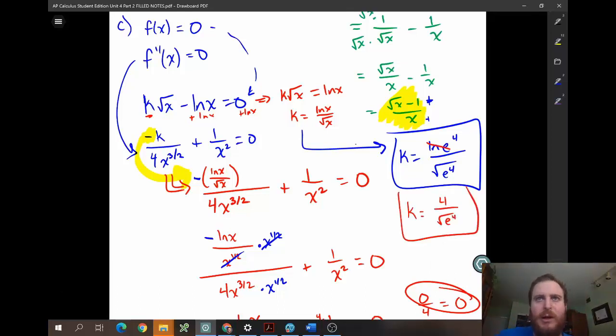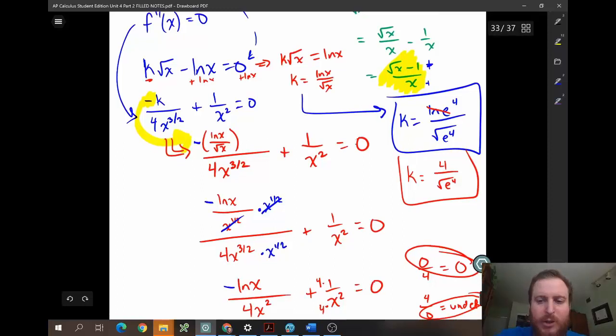I know that in Math 3 they would say you don't want to have a radical in the denominator, so like multiply by square root of e to the 4th over square root of e to the 4th. Don't worry about it. On free response, just leave it there.